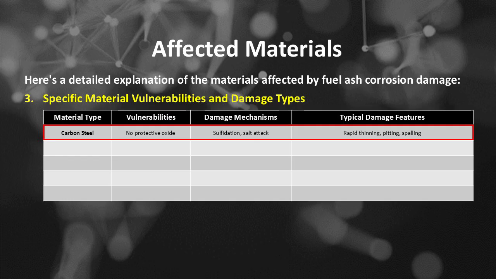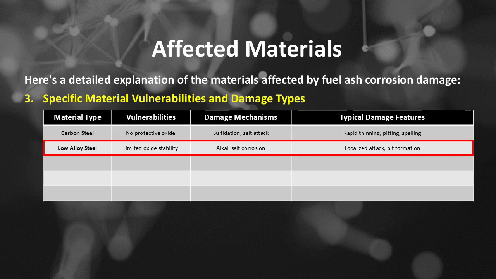Number 3: summary of specific material vulnerabilities and damage types. For material type carbon steel, the vulnerability is no protective oxide, damage mechanisms are sulfidation and salt attack, typical damage features are rapid thinning, pitting, spalling. For material type low alloy steel, the vulnerability is limited oxide stability, damage mechanisms are alkali salt corrosion, typical damage features are localized attack, pit formation.